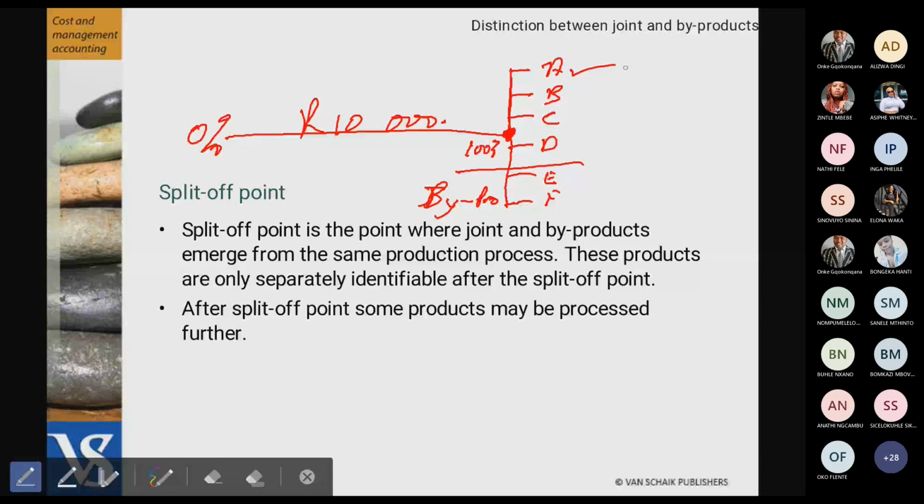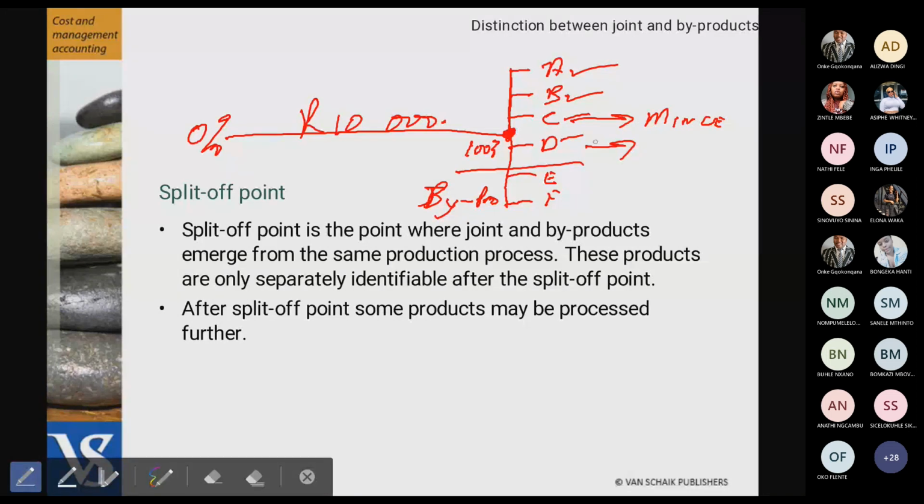Then if we also want to allocate some cost to that, that's what we try to look at. They say that after the split-off point, some products may be processed further. So we can expect that some of the product can be processed further. Take for example, product C, let's say it's your leg. You say out of this leg, I want to make mince. So you further the production so that you produce the mince meat, or whatever type of meat that you are looking for.